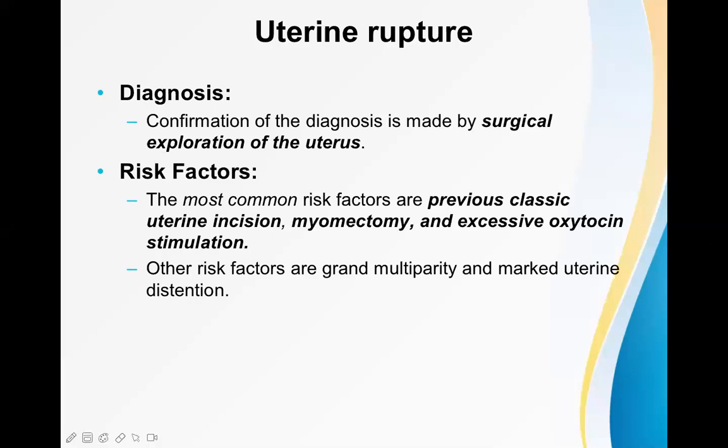Regarding the risk factors, the most common risk factors of uterine rupture are previous classical uterine incision, myomectomy, and excessive oxytocin stimulation. Now, the previous classical uterine incision means, these days, for the cesarean section, do you know where we give the incision? Any idea? Where in the uterus do we give the incision? Anyone?